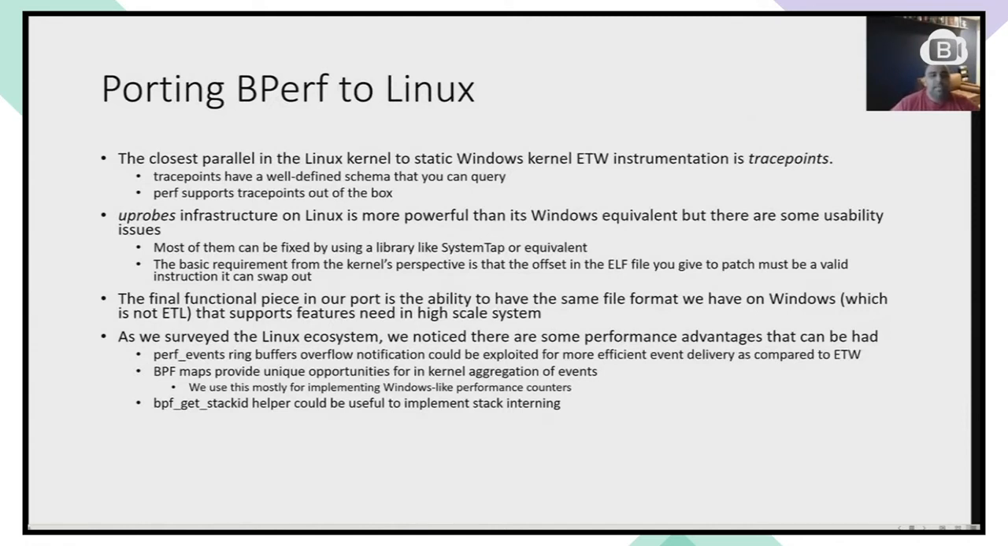So when we started to think about porting BPerf to Linux, exactly what were the parallels from ETW that we saw in the Linux ecosystem? The first one is that the Linux ecosystem has different ways of doing instrumentation in user mode, but in the kernel, there are trace points and kprobes. And what we learned was that trace points are well-defined across kernel versions, and even though that's not a guarantee, it seems to be something that you can rely on.